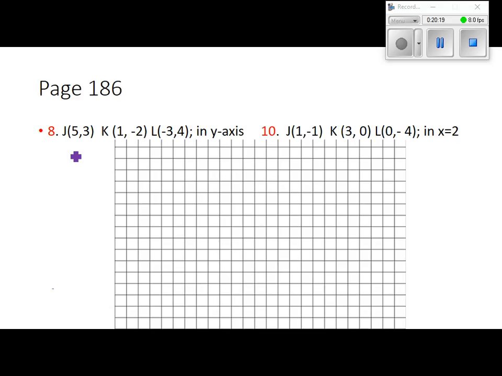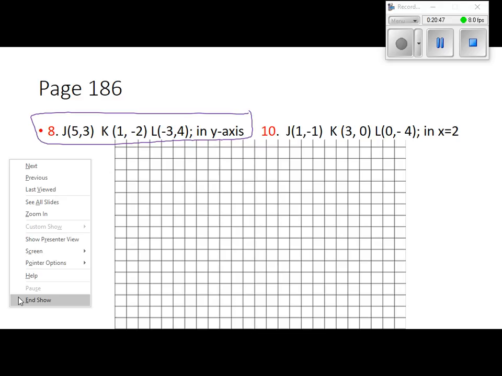Alright. On this, we're gonna graph, this is on page 186, flip over in your books to 186. We're gonna graph number 8, and I just got lazy and didn't feel like making a new slide. Then I'm gonna erase my slide, then we're gonna do number 10. So what I want you to do right now is just graph that triangle JKL for number 8 on yours while I graph mine up here. So pick one of your graphs.